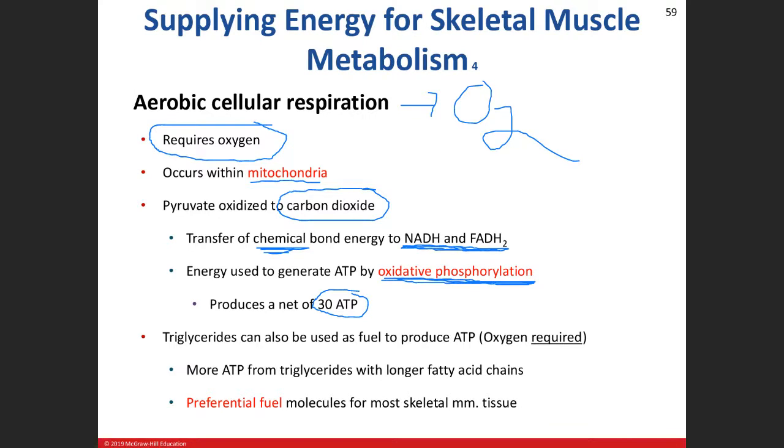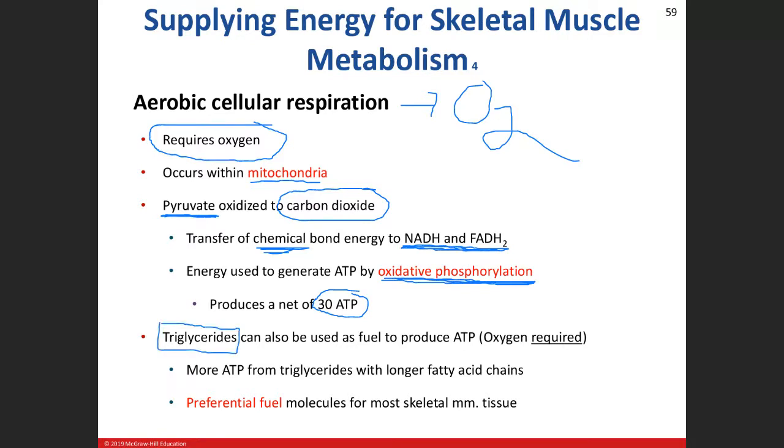Remember, pyruvate, that's what glucose gets converted to or broken down to. And if there's no oxygen, then that gets converted into the ATP molecules. I should say it gets converted into, but we are going to generate energy from that to give us the ATP molecules.